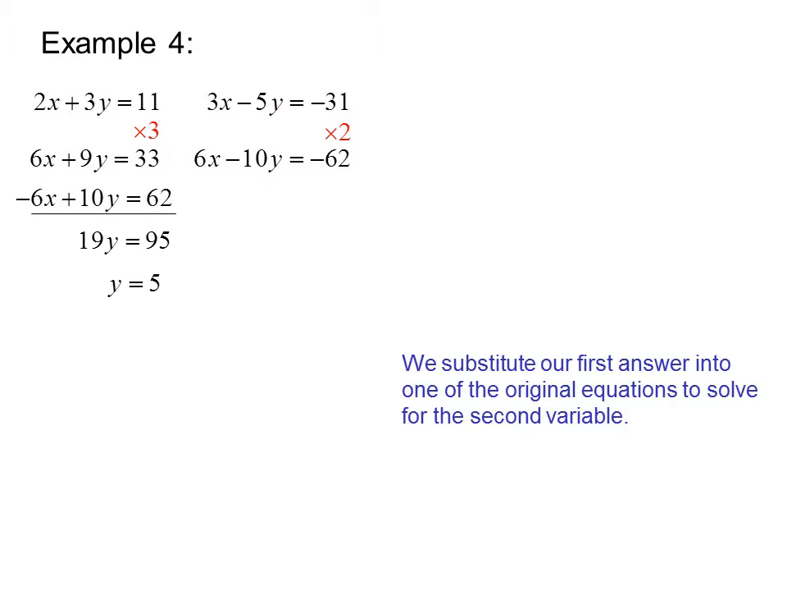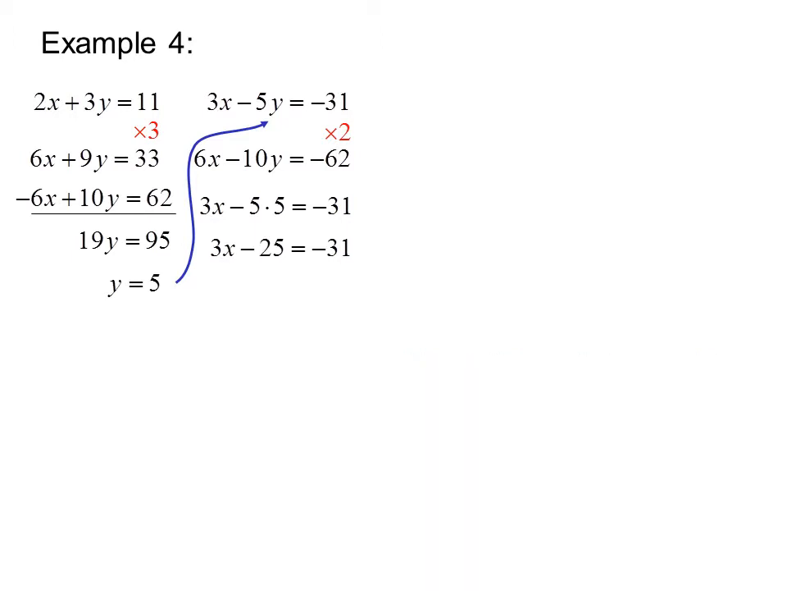We substitute our first answer into one of the original equations to solve for the second variable. Here we substitute y equals 5 into the second equation and get 3x minus 5 times 5 equals negative 31. 3x minus 25 equals negative 31. Since it's a minus 25, we'll add 25 to both sides, getting 3x equals negative 6, and we divide by 3 to get x equals negative 2.